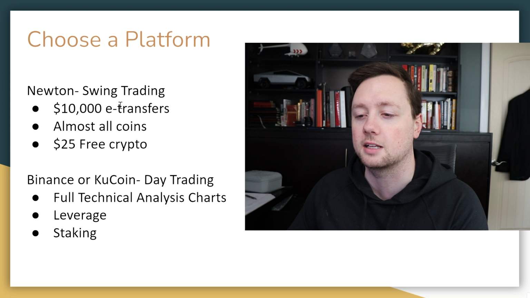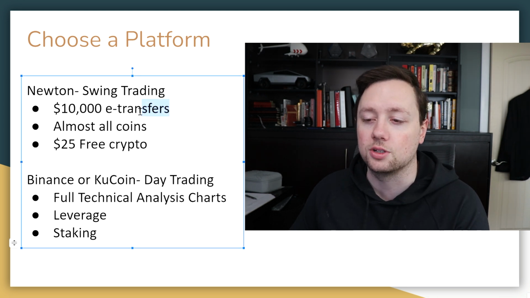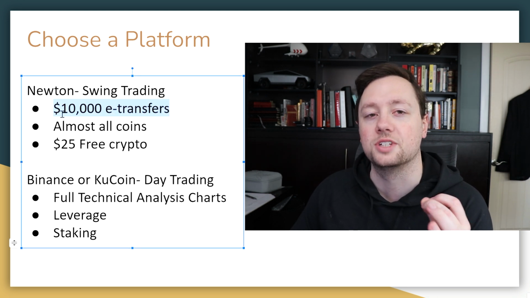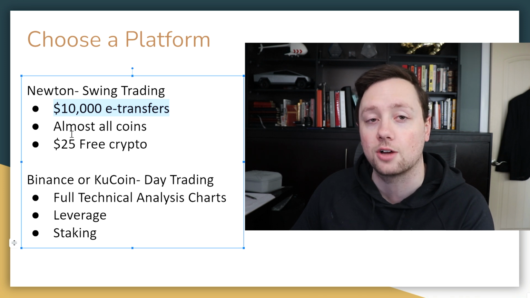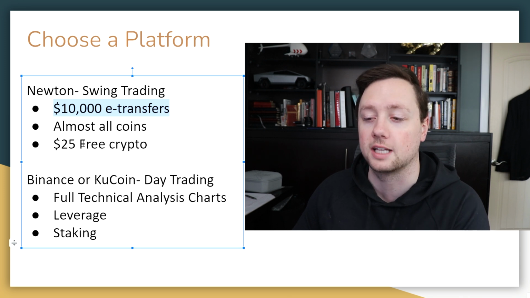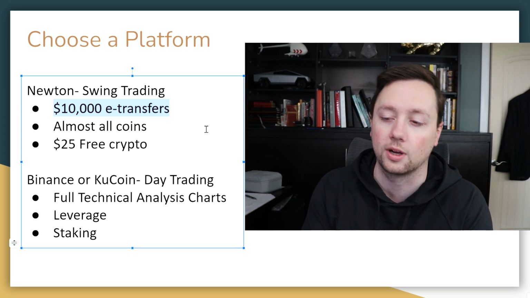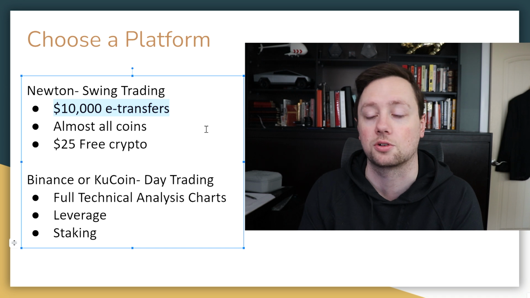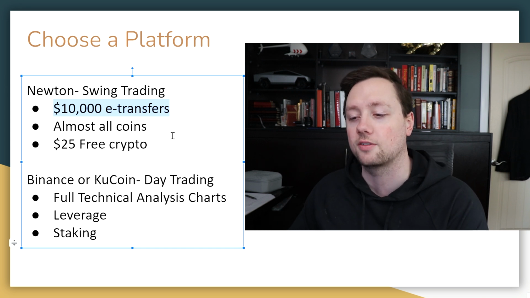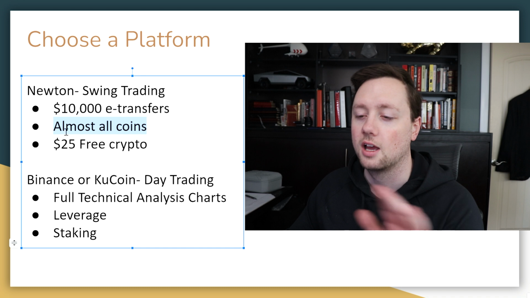Now, Newton is a Canadian platform, and the reason that I like it is because you can deposit and withdraw using e-transfers for up to $10,000, and it happens almost instantly, which is very, very nice. So it costs you nothing to deposit, it costs you nothing to withdraw, and you can send and receive cryptocurrency from your Newton wallet, and you have access to almost all of the major coins that you're going to want to trade.